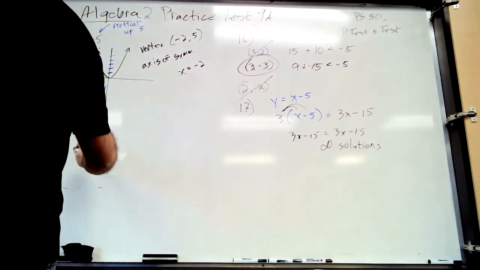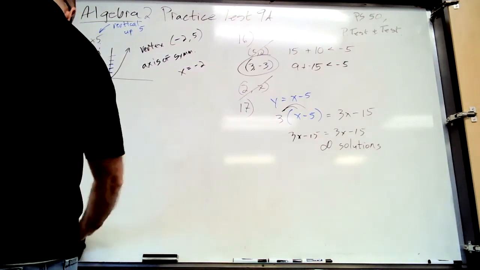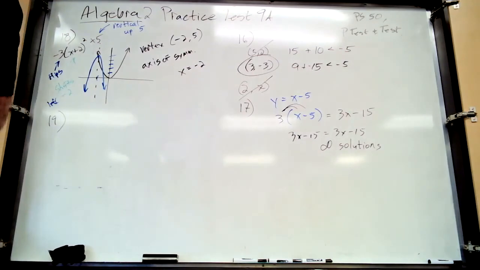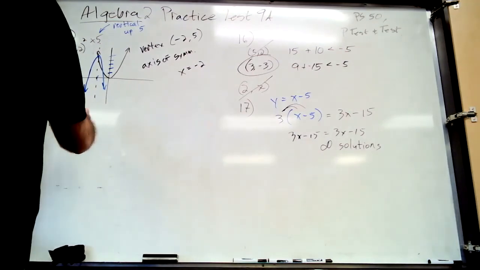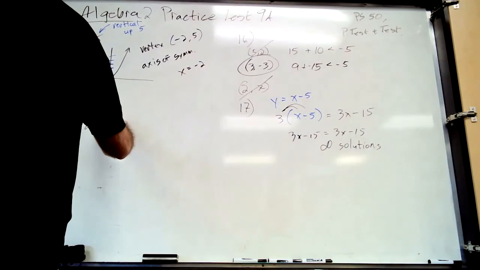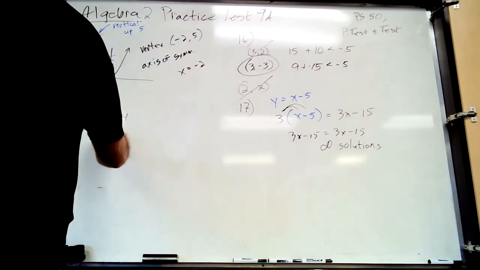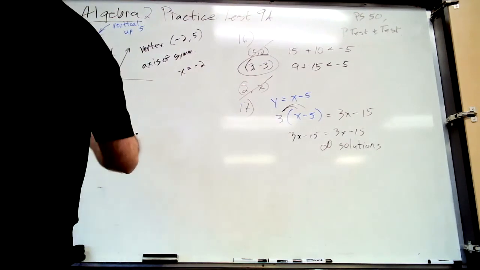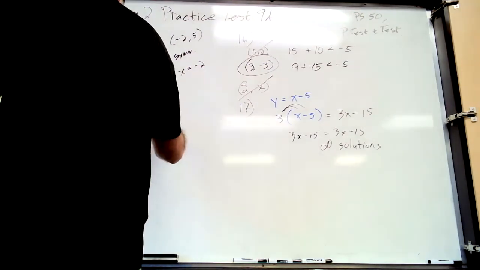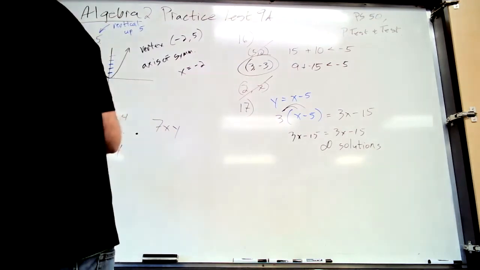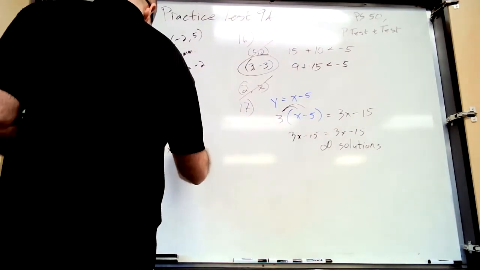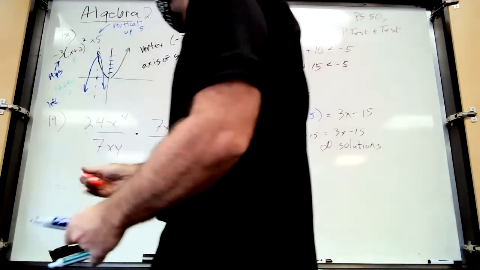All right, number 19. Divide and then evaluate for x equals blah, blah, blah. So copy, dot, flop: 24x to the 4th over 7xy. Flop that second one: 7xy cubed over 12x cubed. Take out your red pen.